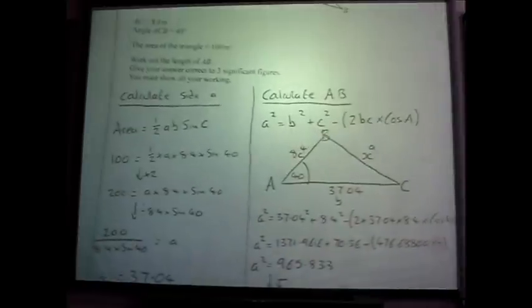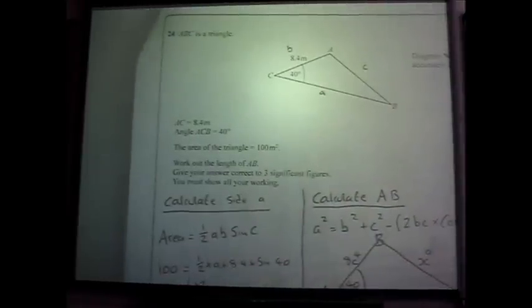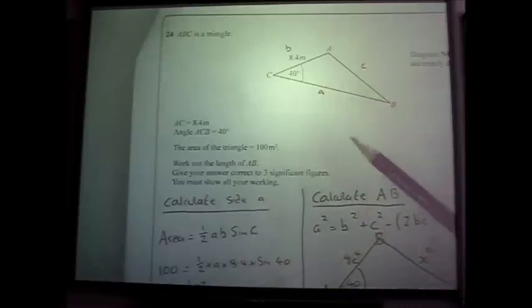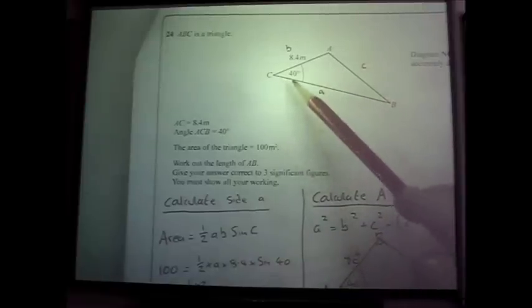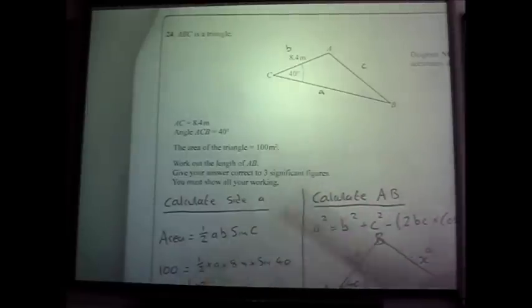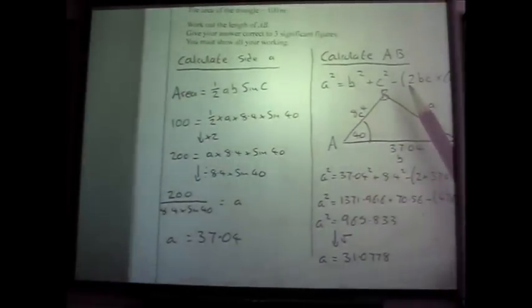Question 24. ABC is a triangle. Work out the length of AB. So that's this length down here. Right, first thing I'm going to do is calculate side A, because we're told the area is 100 meters squared. This is a formula on the front of our exam paper. Area equals a half ab sine C.